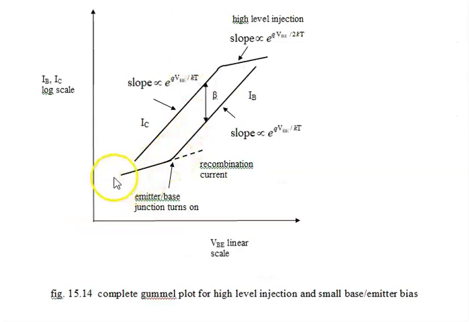And that is shown here. For very low values, I get the same slope that I had for very high values of forward bias. So that's the complete Gummel plot for low-level injection and for high-level injection.